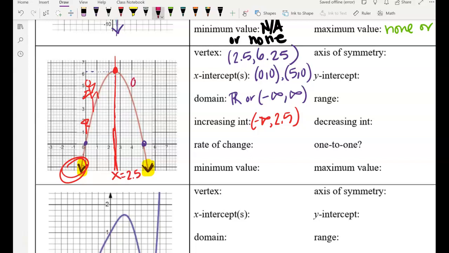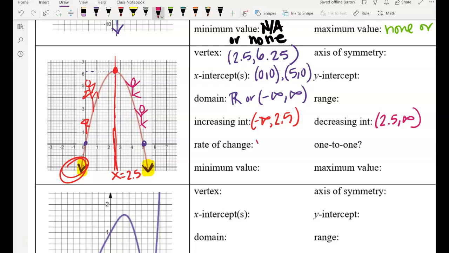Now let's go straight to decreasing. Decreasing is on the other side. Decreasing is when y gets less and less. If it gets less and less, meaning that we can slide down. So that means it's going to be 2.5 all the way to infinity for the decreasing x locations, okay?